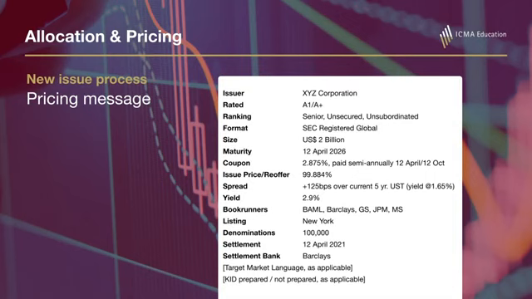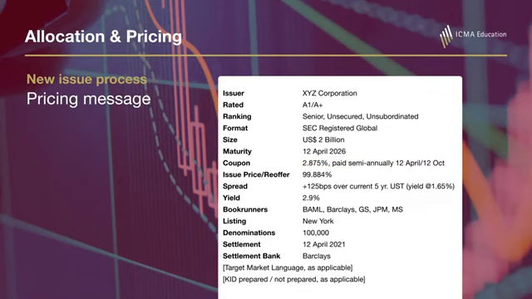So here, obviously, you've got the name of the issuer, you've got the rating, the size, and the dates. In this case, we've got a 5-year deal, so the maturity is the 12th of April 2026, and it'll be a straight bullet, so the settlement will be the 12th of April 2021. And the coupon is set here at 2.875% and will be paid semi-annually. This is an SEC registered global, so they're generally paid semi-annually on the 12th of April and the 12th of October.